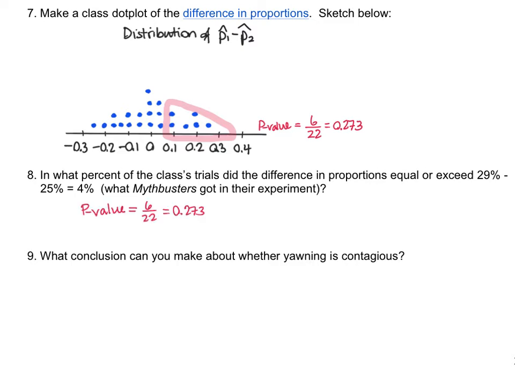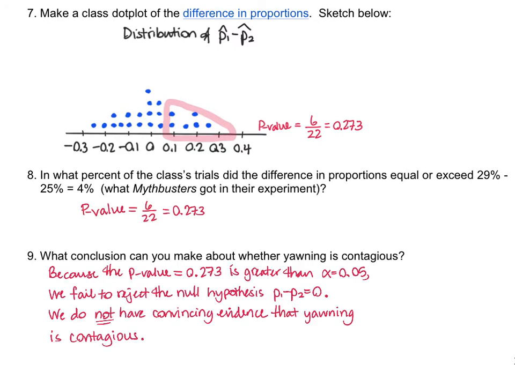And our last question, but definitely the most important one, is what conclusion can you make about whether yawning is contagious? And as always, we're going to use that 5% rule of thumb. We're going to compare our simulated p-value to our alpha of 0.05 or 5%, and that's going to lead us to fail to reject the null hypothesis and say we do not have convincing evidence that yawning is contagious. And this means we were able to prove that the Mythbusters conclusion was incorrect.